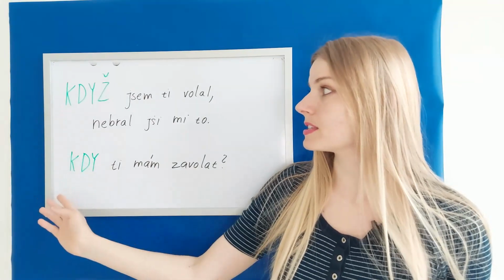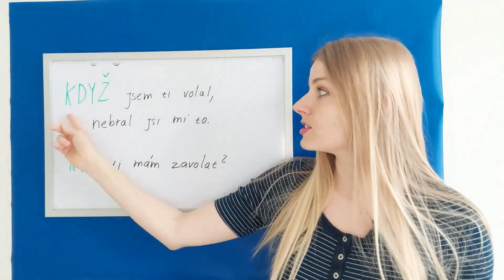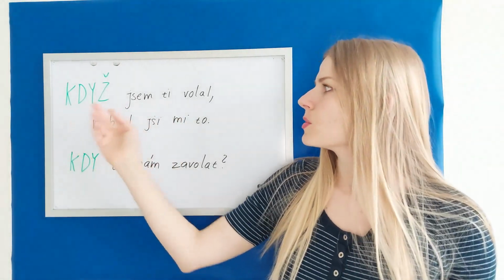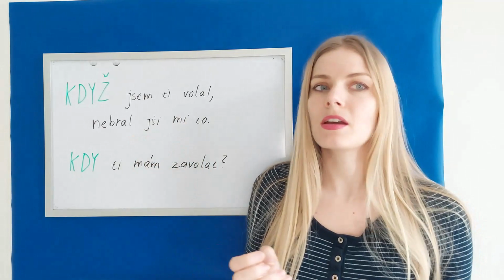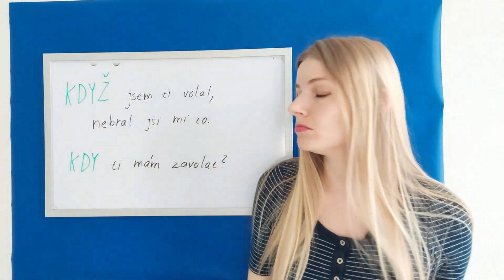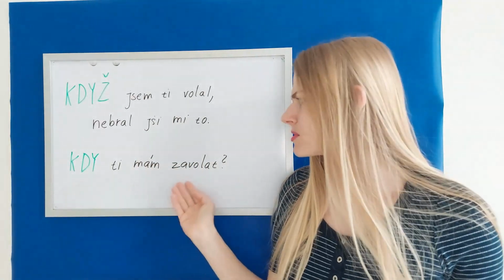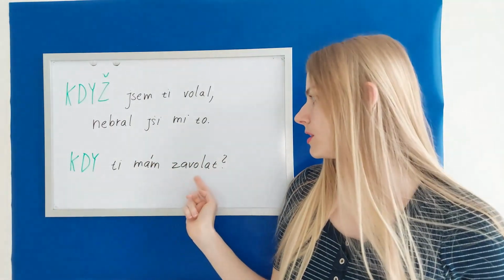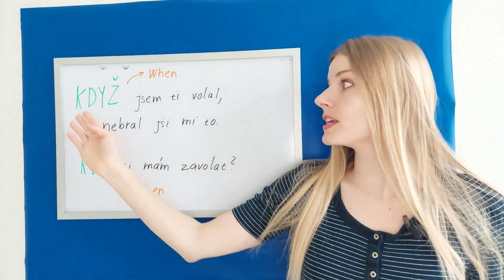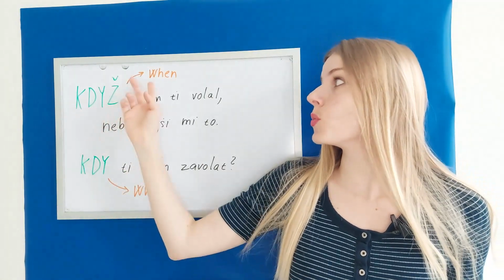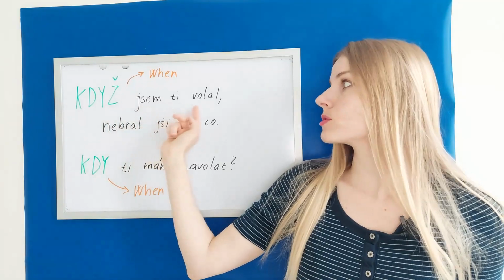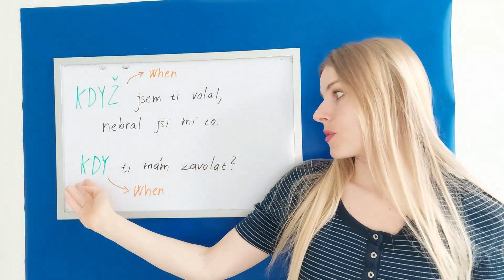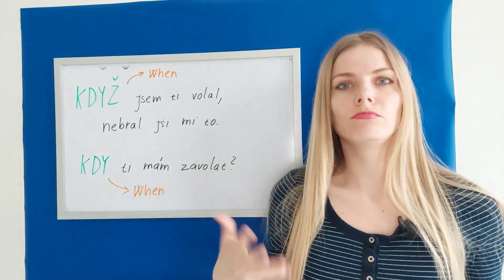There are two sentences. The first one says, když jsem ti volal, nebral si mi to. That means, when I called you, you were not picking up. Když jsem ti volal, nebral si mi to. Kdy ti mám zavolat? When should I call you? Kdy ti mám zavolat? So you notice that we translated both these words as when. When I was calling you or when I called you, you were not picking up. When shall I call you?